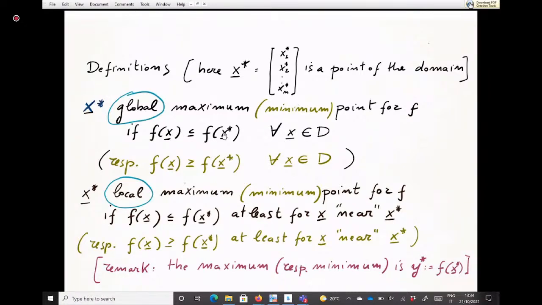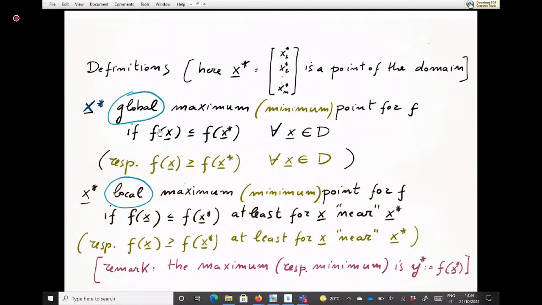if the value of the function at any other point of the domain is less or equal to the value of the function at the maximum point, okay? At the point X star. That is, if at the point X star my function takes a value which is not smaller than the values that the function takes at any other point of the domain, this is a global maximum point for my function. Clear?